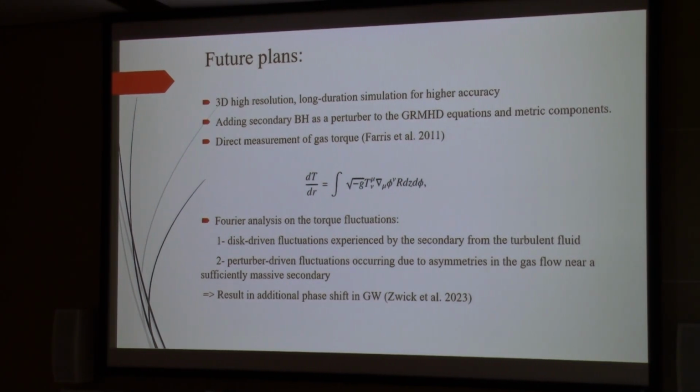But this is all just the beginning. For future studies, we basically need to add more physics. For sure, we need to do our GRMHD simulations in 3D, because the MRI and the magnetic field evolution are really important to be in 3D. In 2D, we are limited by the anti-dynamo theorem. For instance, we cannot have very long simulations. And of course, we need to add the secondary black hole as a perturber. In that case, we can do direct measurements of the torque, using a straightforward relativistic formalism for measuring torques. It would also be interesting to have Fourier analysis of the torque fluctuations. When we have the secondary black hole, we can study both disk-driven fluctuations and perturber-driven fluctuations. So that's basically our future plan.